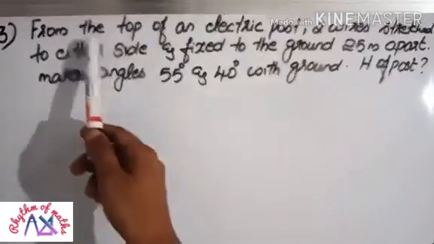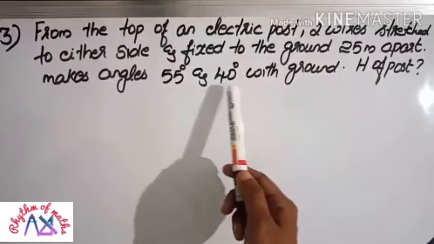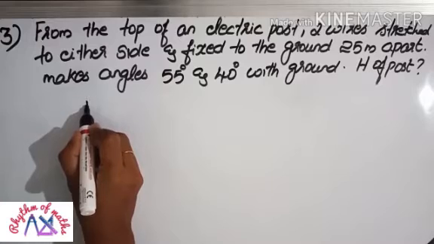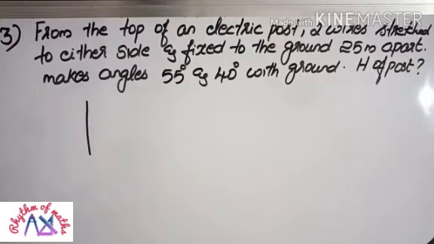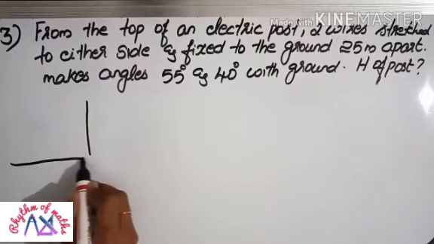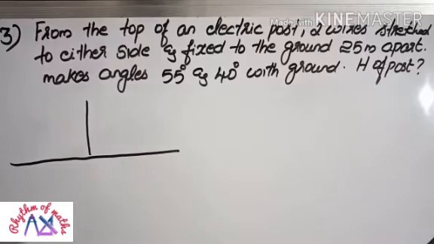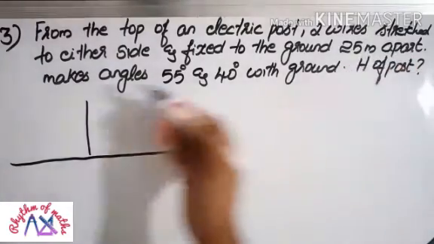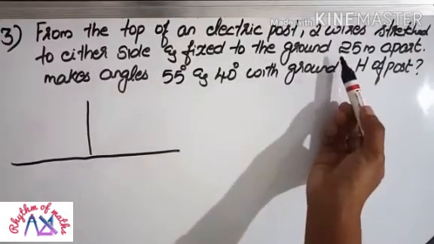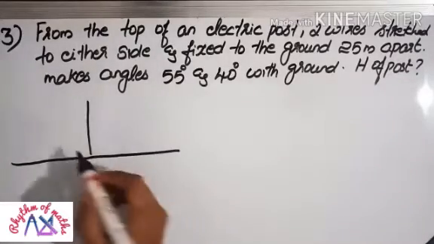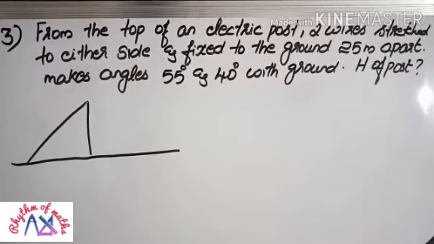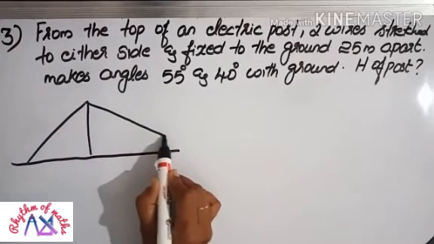So here, from the top of an electric post, that means an electric post we know. Let's mark that electric post as, anyway, a perpendicular line like this. Electric post. Now the ground is there. Let's mark this ground. Next is 2 wires stretched to either side and fixed to the ground. To both sides, 2 wires are stretched. So the first wire like this, then the second wire like this.